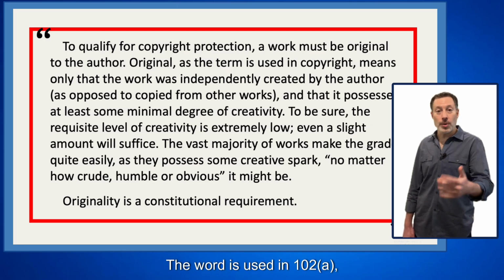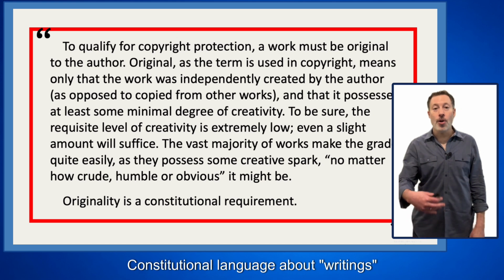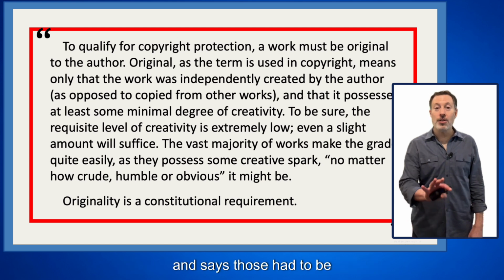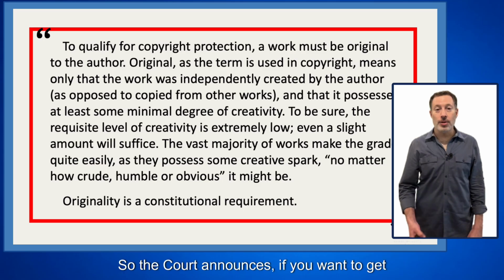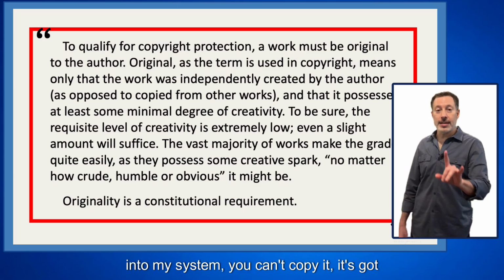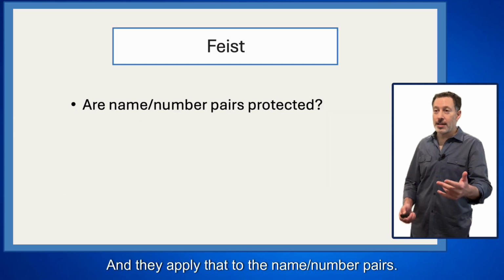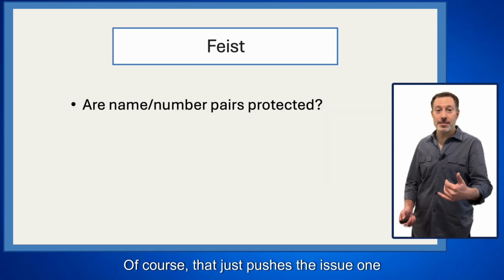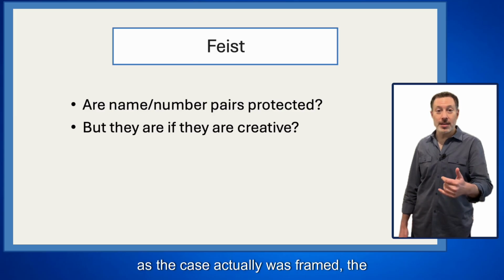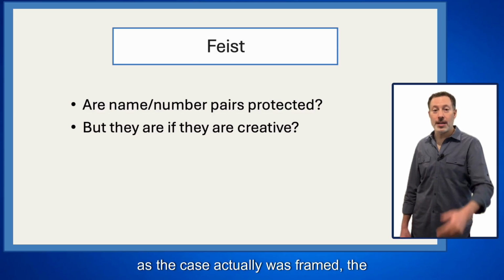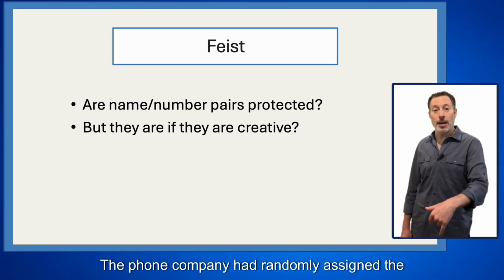The word's used in 102A, but the Supreme Court hangs its hat on the constitutional language about writings and says those had to be creative. So the court announces, if you want to get into my system, you can't copy it, it's got to have creativity. And they apply that to the name-number pairs. Of course, that just pushes the issue one layer further. So as the case actually was framed, the name-number pairs were not creative. The phone company had randomly assigned the numbers to the people.